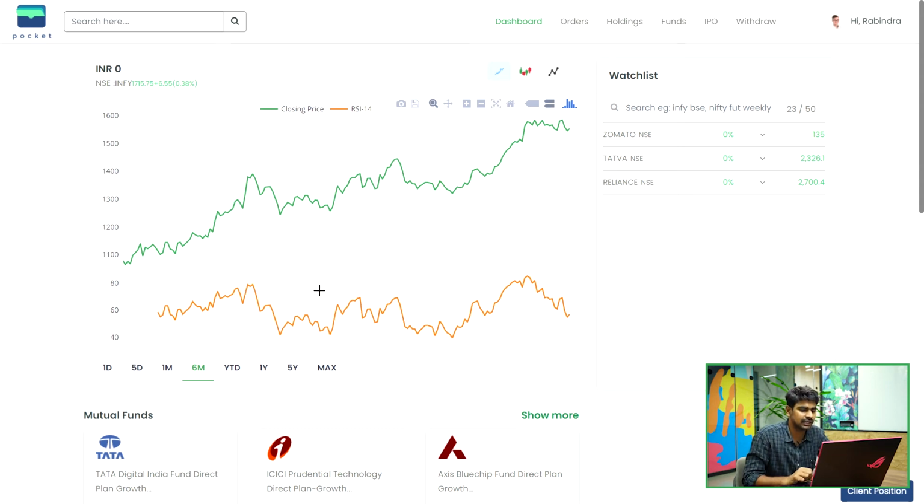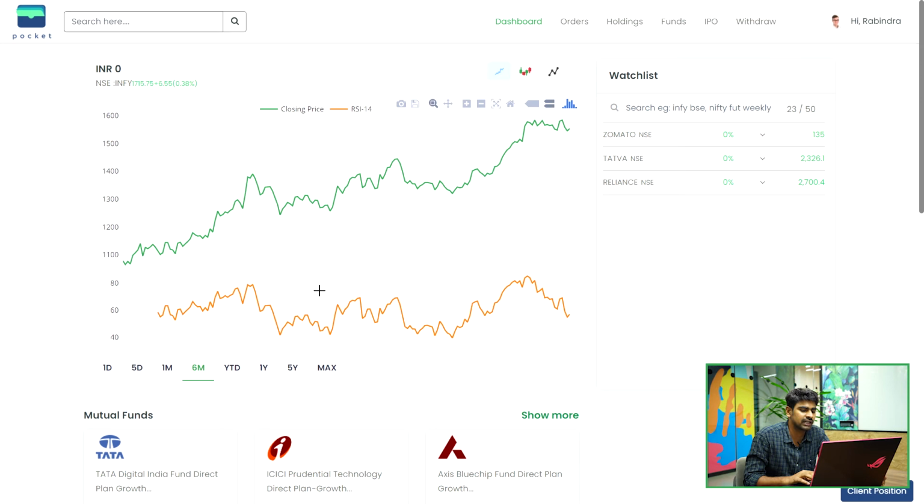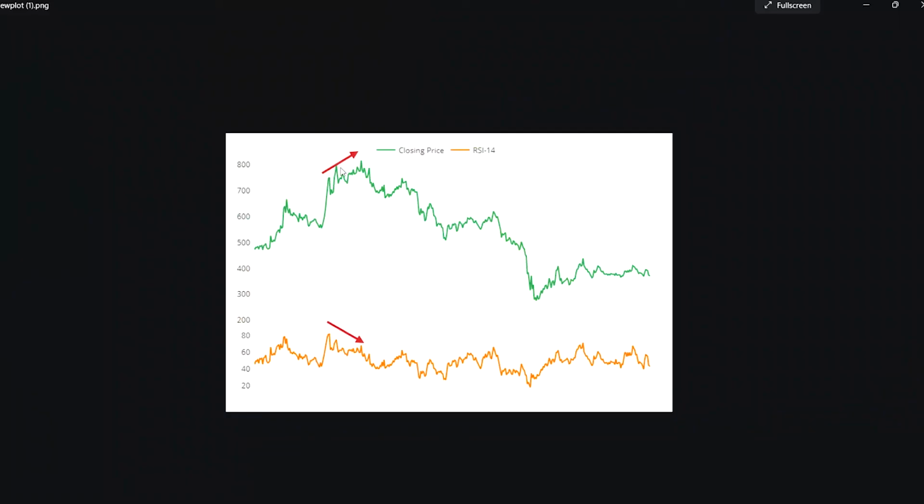If the price and the RSI move in opposite directions, it is called RSI divergence. This can occur when the RSI enters the overbought or oversold zone. The RSI and price can go in the opposite direction. Bearish divergence is a situation where the price makes higher highs and the RSI makes lower lows. In this scenario, the price is expected to reverse and start coming down. It also can be considered a sell signal.